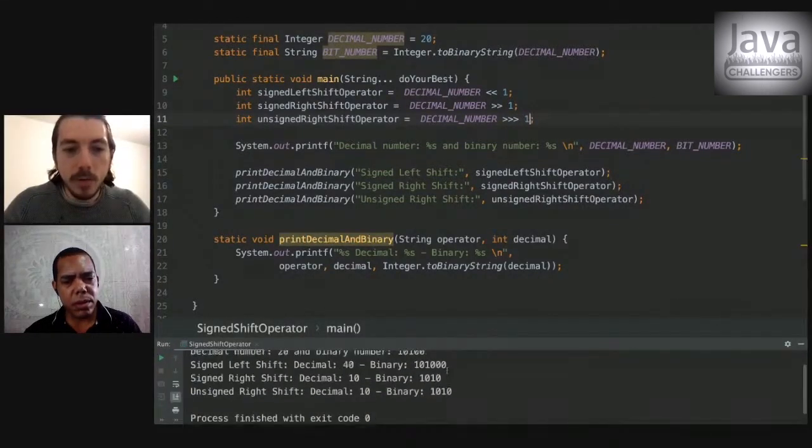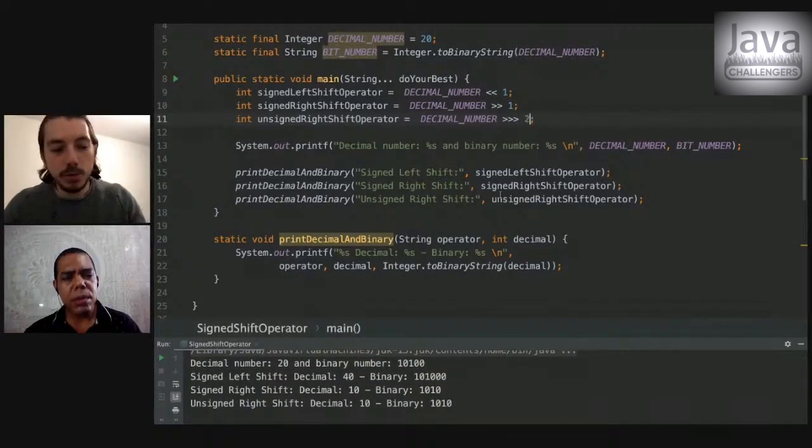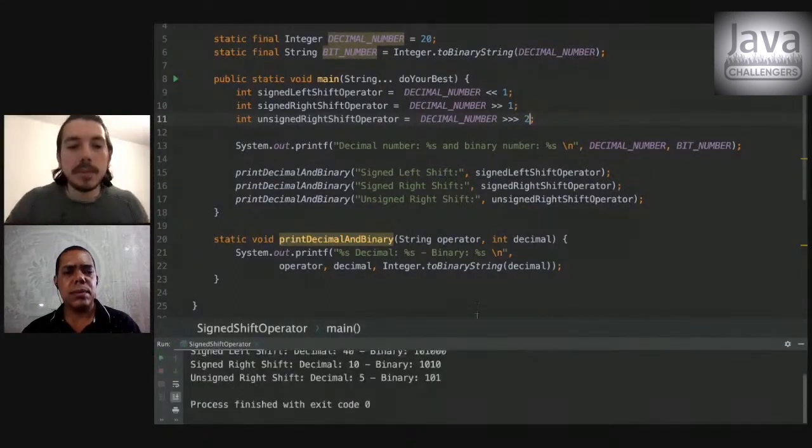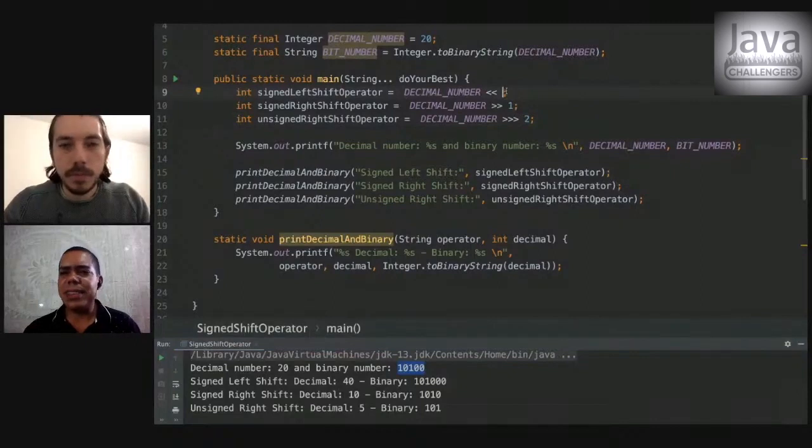So if we go 1 position to the right, it's fine. If we go 2, it's fine as well. The problem is if we go more times than the actual binary number, then there won't be any position. All right, very interesting.